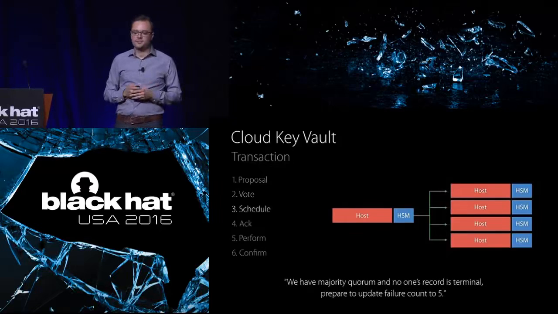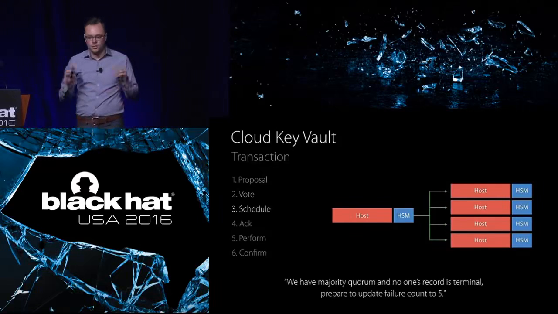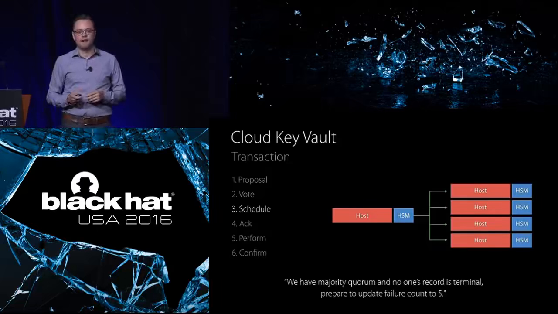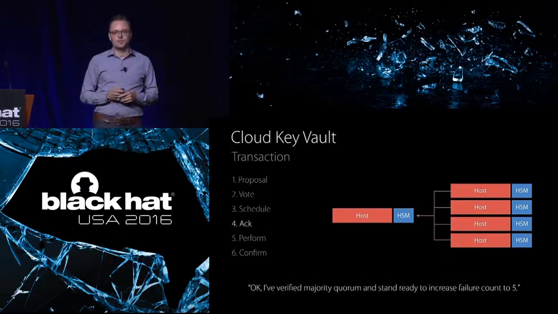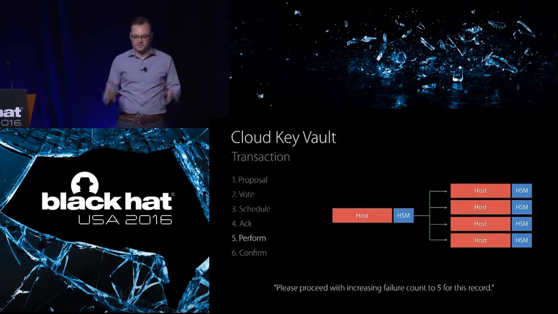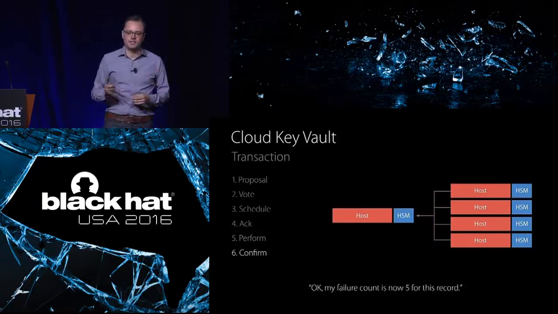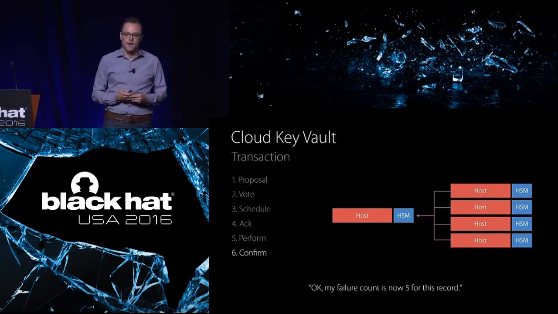Then we move to the next phase where the originator says, "Very good, we have majority quorum. No one's record is terminal, so prepare to update the failure counter to 5." All the rest of the club members say, "Very well, I've verified that we have majority quorum. I stand ready to increase the counter." After that, the originator says, "Excellent, increase the counter." And finally, all of the rest of the club members confirm that they now have the new failure count of 5 for this record.